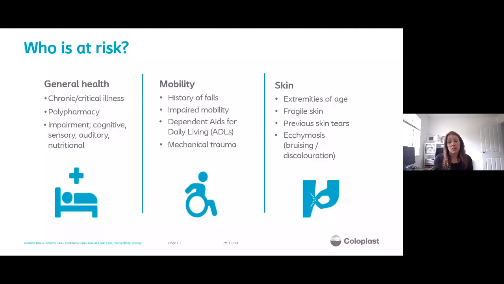Skin, the extremities of age, those very young in the first few days of life, first year or so of life, and those at the opposite end of the scale with that fragile skin, aging skin. Someone who's got a history of skin tears, you know, why have they got that history of skin tears? Is it because they keep having falls linked to mobility? So we need to be building a picture and looking at whether our patients really are at risk, and completing these sort of risk assessments as part of our holistic assessment.